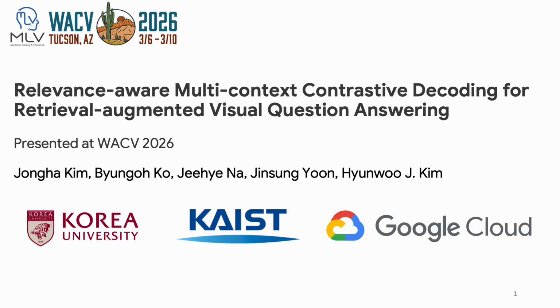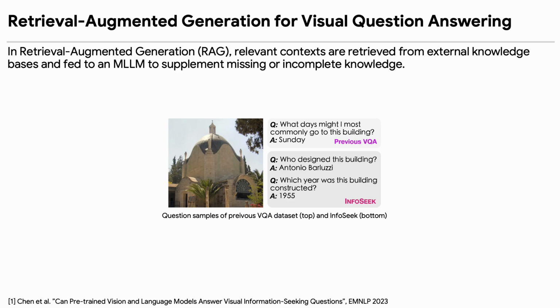Hello, today I'll introduce RMCD, Relevance-aware Multi-context Contrastive Decoding, a decoding method that more effectively leverages multiple retrieved contexts for retrieval-augmented visual question answering. In RAG-based visual question answering, we retrieve relevant documents from an external knowledge base to complement the missing knowledge that cannot be covered by the model itself, and we feed those documents into an LLM to generate an answer. This is especially important for datasets like InfoSeek, where a large portion of questions are difficult to solve without external knowledge.